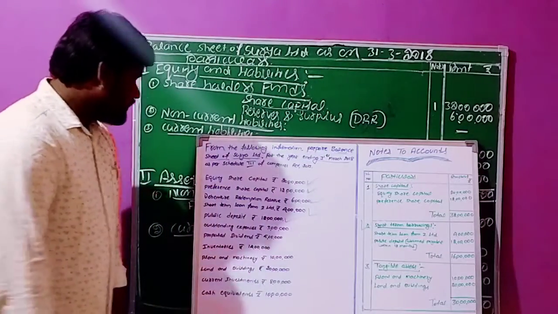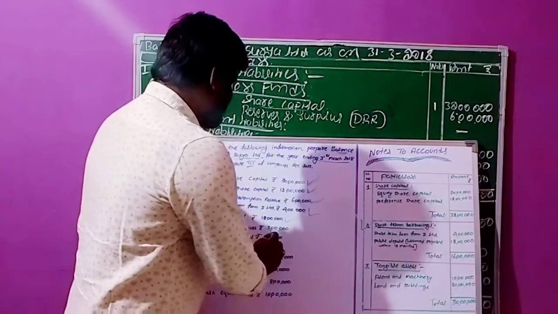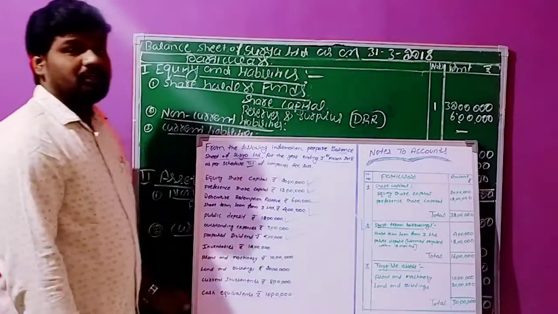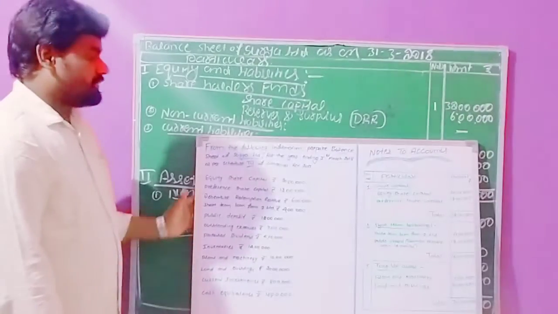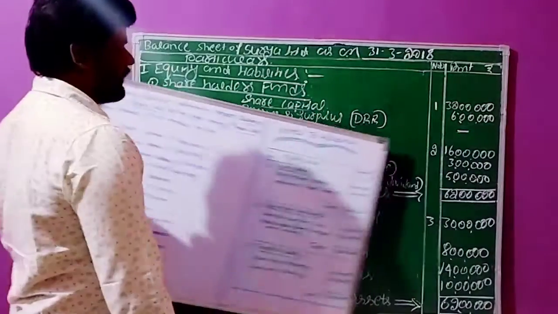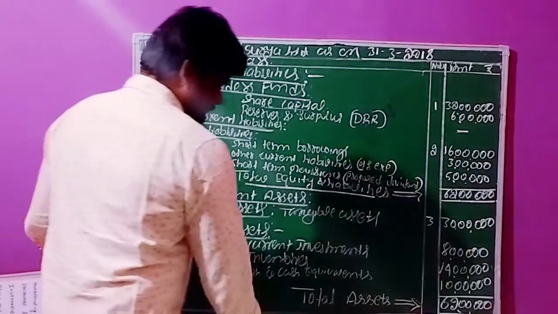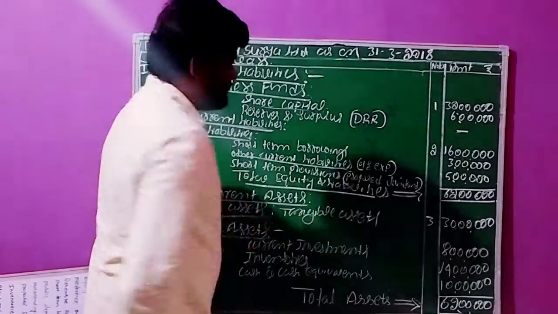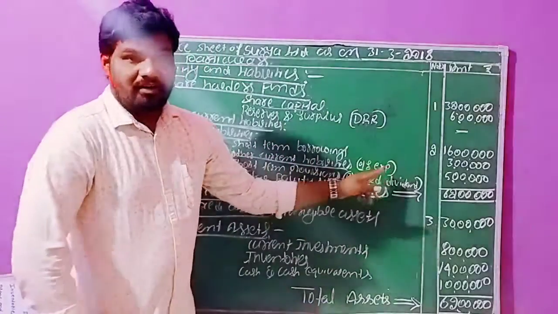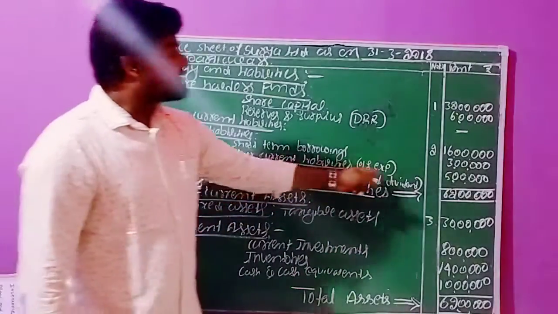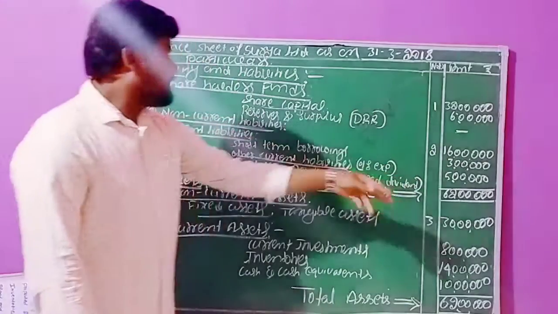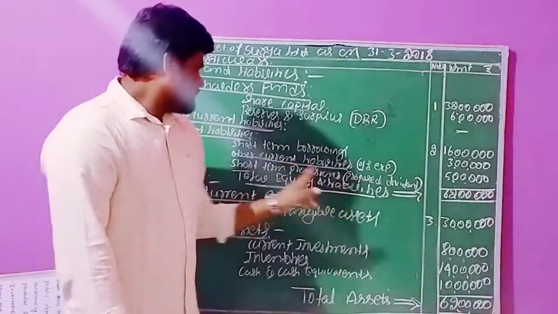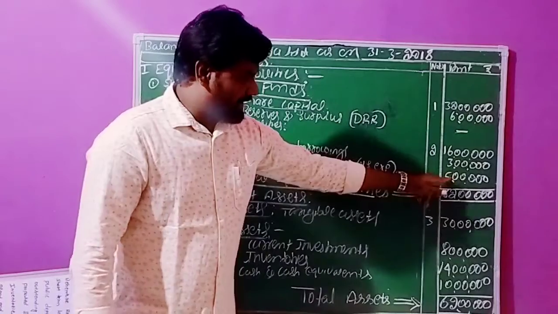And they have also given proposed dividend. Proposed dividend 5 lakhs rupees. Both are related to current liabilities. Now we can record these two transactions. These outstanding expenses we can call other current liabilities. The amount is 3 lakhs rupees. The next one, proposed dividend, is nothing but short-term provisions. These short-term provisions are 5 lakhs rupees.